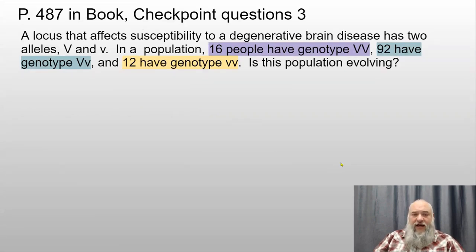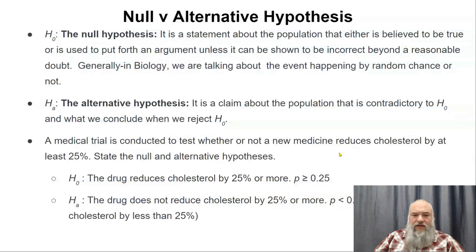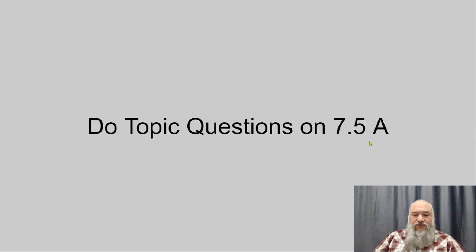The other thing you should do, don't worry about that. Just a reminder on what null and alternative hypotheses are. And then you should also do topic question 7.5, because that's the stuff on the Hardy Weinberg. So do topic question 7.5.